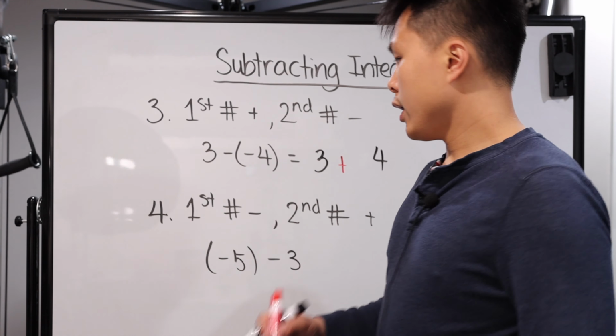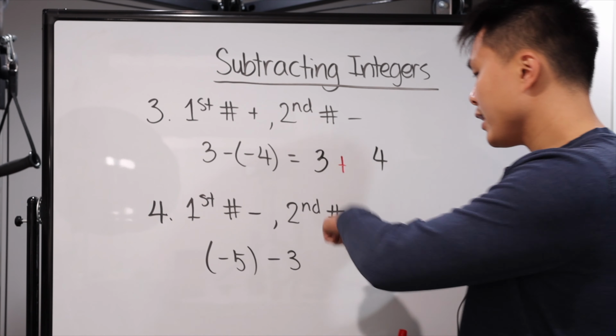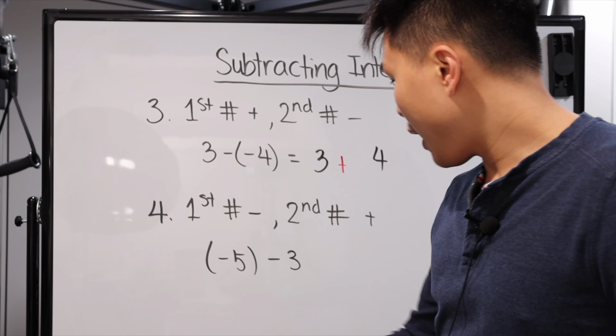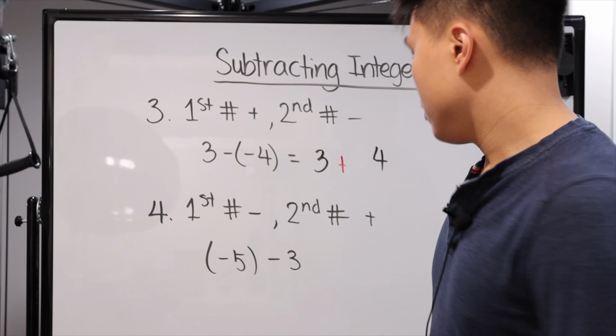Same thing with case 4, where the first number is negative and the second number is positive. We're going to write -5, and we have a 3 here, right? And we want to make it a plus. Now, since this was inherently a positive, we're going to have to make this the opposite, which is going to make this negative. So there we go. All of a sudden, we have a case where it's just basically two negative numbers adding together.